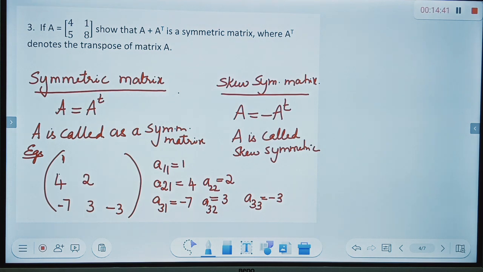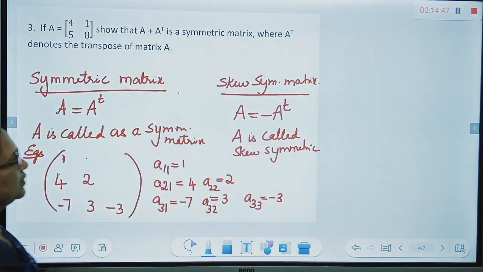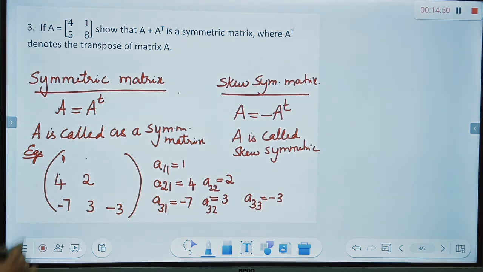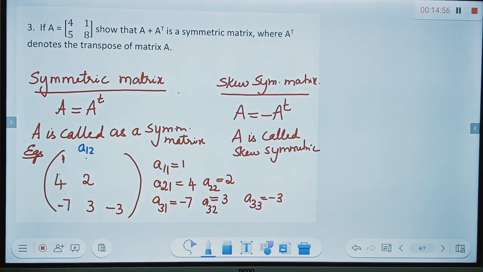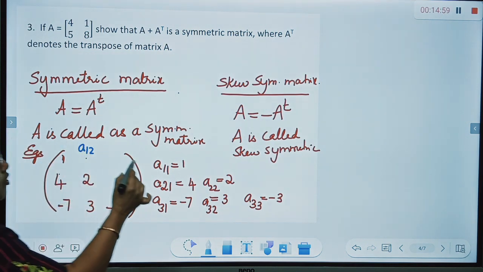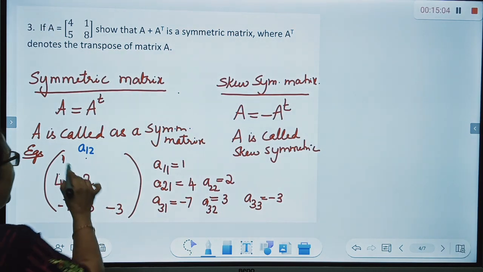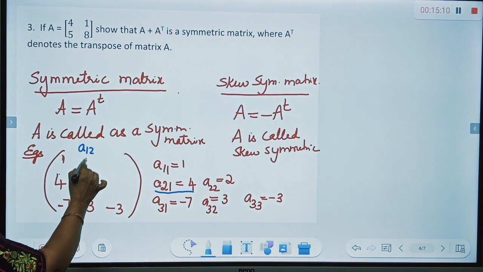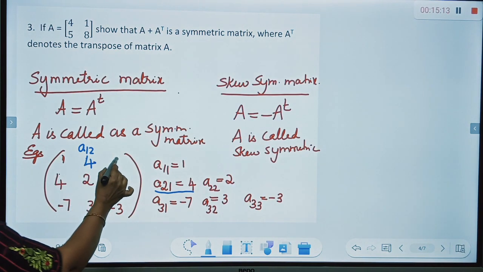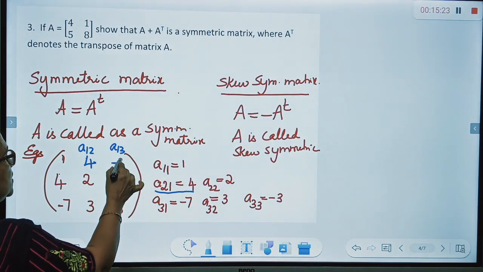So what is it I need to find? What is this element? This element is A12. Now, because A equals A transpose, Aij will be the same as Aji. So A12 will be the same as A21. What is A21? 4. Now this is A13. A13 is the same as A31 because A is equal to A transpose. What is A31? Minus 7.